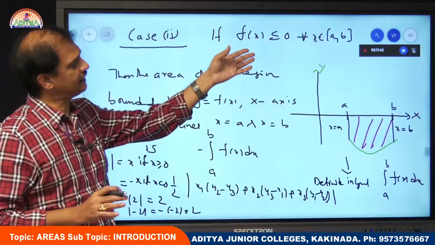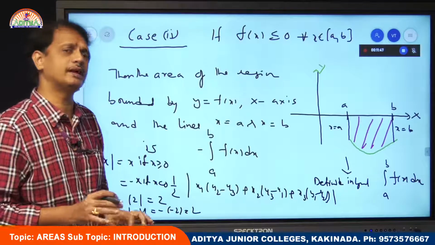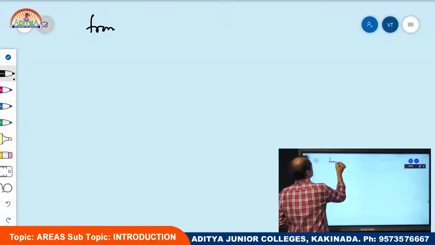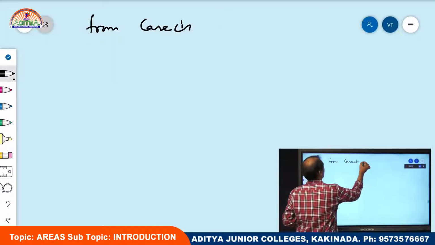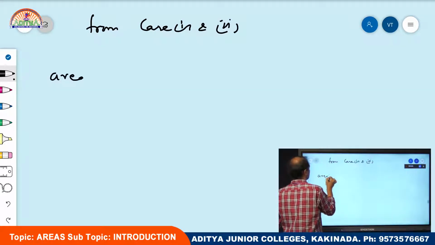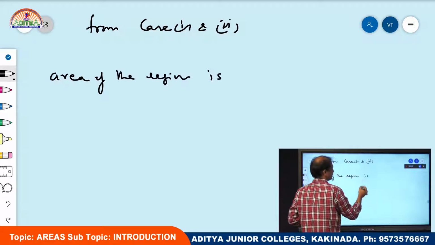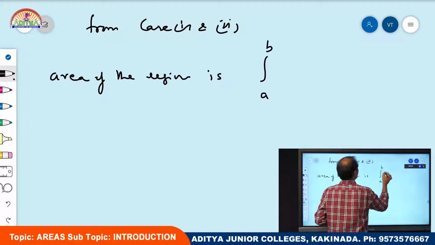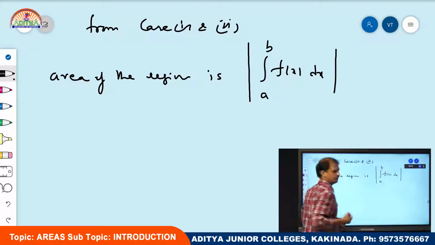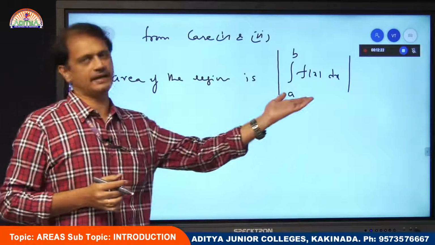If you know f of x is a negative quantity, then you can use this second case formula. Suppose in either of the case, what can we take? Now, coming from case 1 and 2, the area of the region is integral a to b f of x dx under modulus. Here what we can conclude is either in case 1 or in case 2, you can apply this one directly.